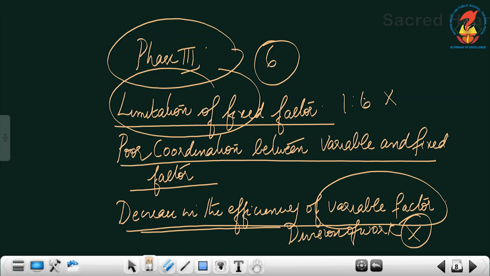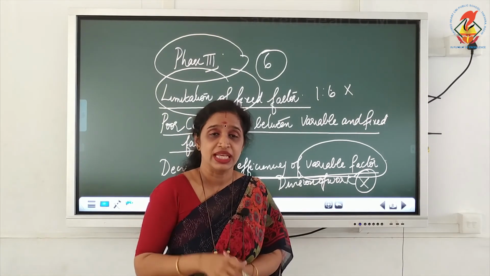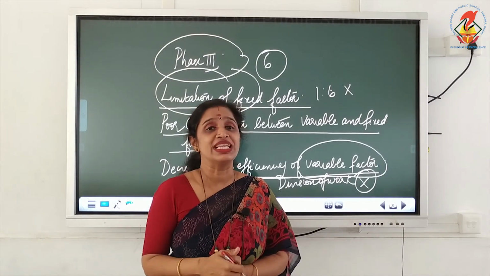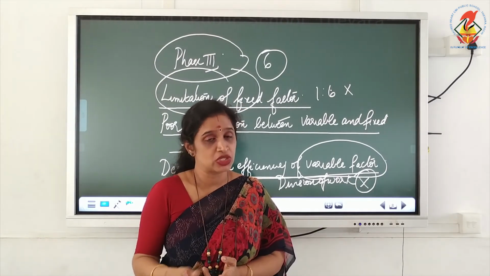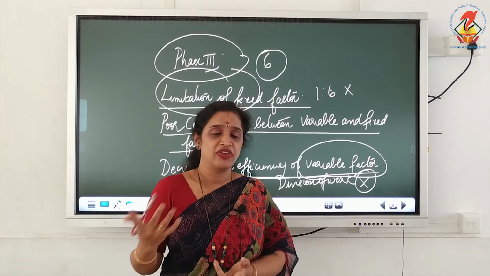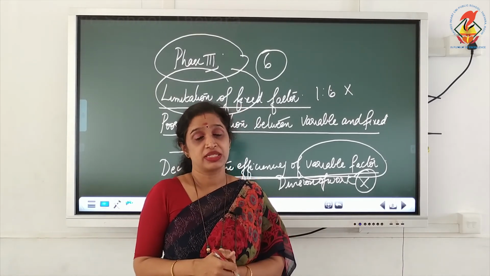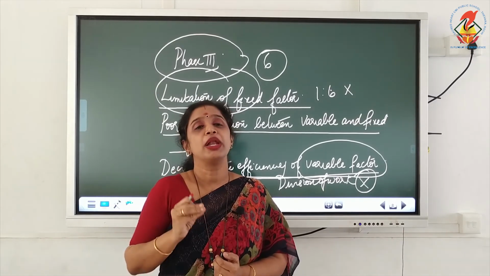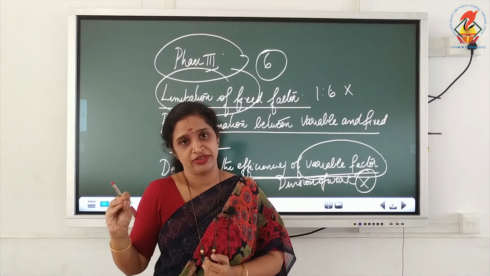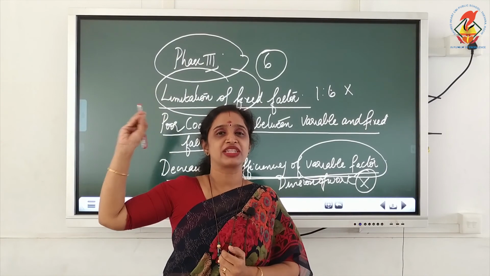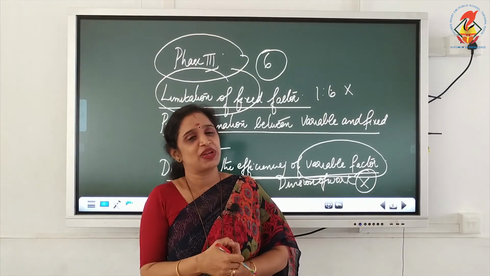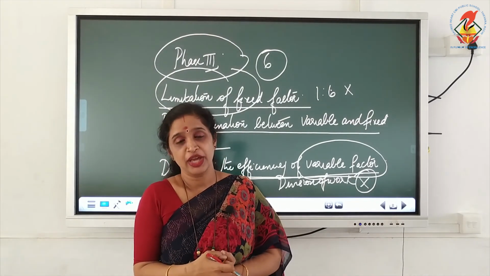That is why we say decrease in the efficiency of variable factor. Here the variable factor is not properly utilized. They are standing idle. They don't know what has to be done. There is no work defined to each and every person. There is no division of labor. So as there is no division of labor, the variable factors are not properly utilized. Therefore, in phase 3, we can experience total productivity falling and marginal productivity becoming negative. So there should be a combination of fixed factor and variable factor. Then only we can expect an increase in total productivity as well as in marginal productivity. I hope it is very clear to you.